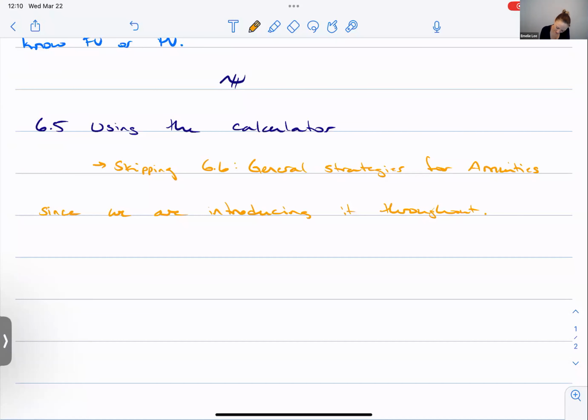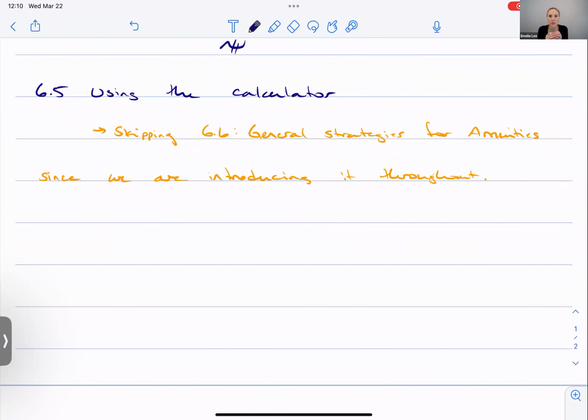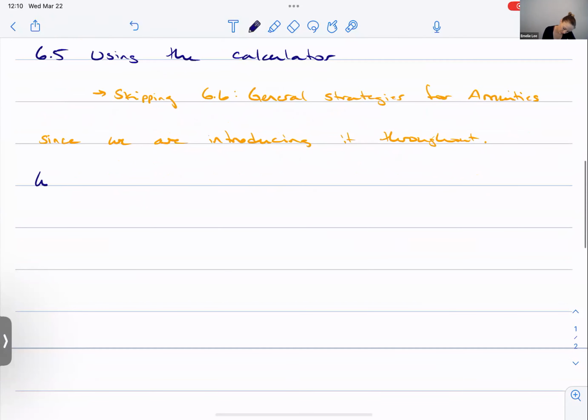Okay. So 6.5, using the calculator. We can solve annuity problems using the calculator. And so we can use the calculator to solve annuities.